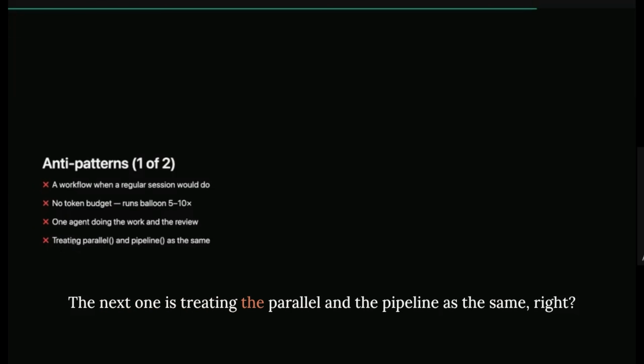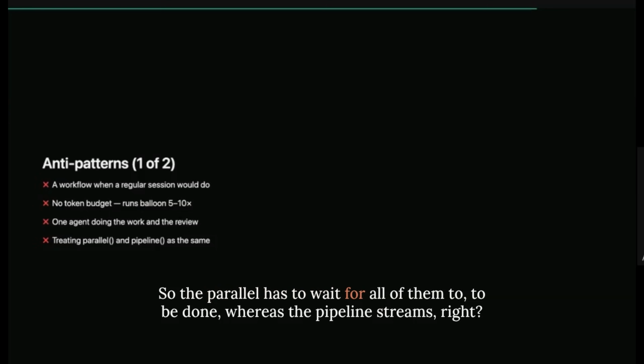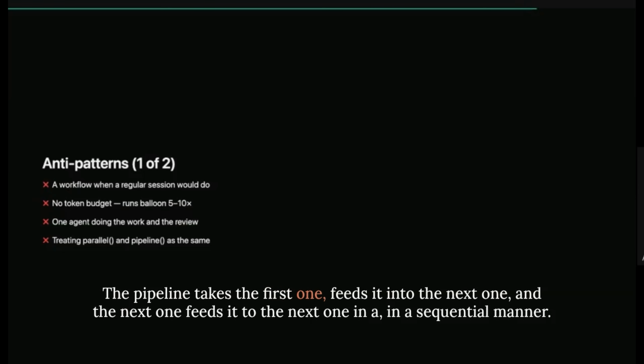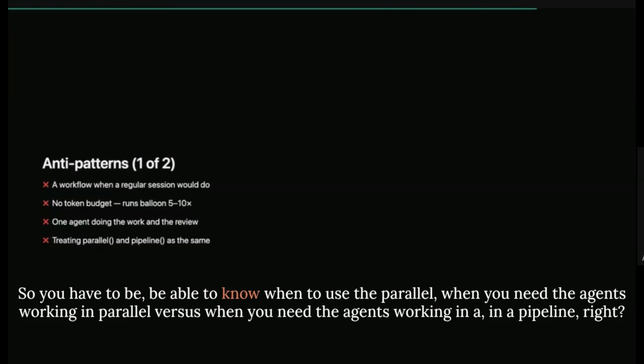The next one is treating parallel and pipeline as the same, right? So the barrier matters. You have to put a barrier between all of them, right? The parallel has to wait for all of them to be done, whereas the pipeline streams, right? The parallel gives all of them the work and waits. The pipeline takes the first one, feeds it into the next one, and the next one feeds it to the next one in a sequential manner. So if you use the wrong one, you're going to break your step. You have to be able to know when you need the agents working in parallel versus when you need the agents working in a pipeline, right?